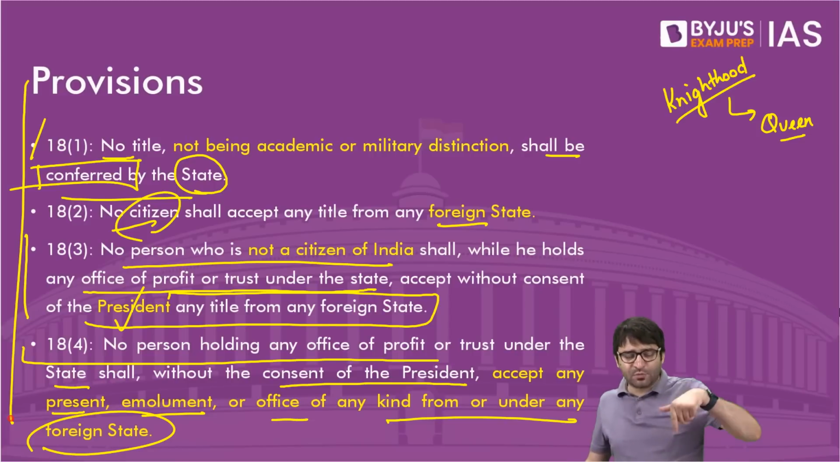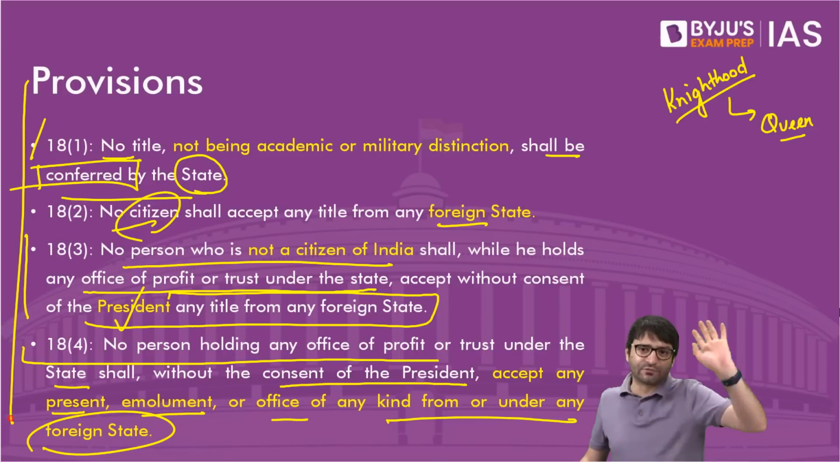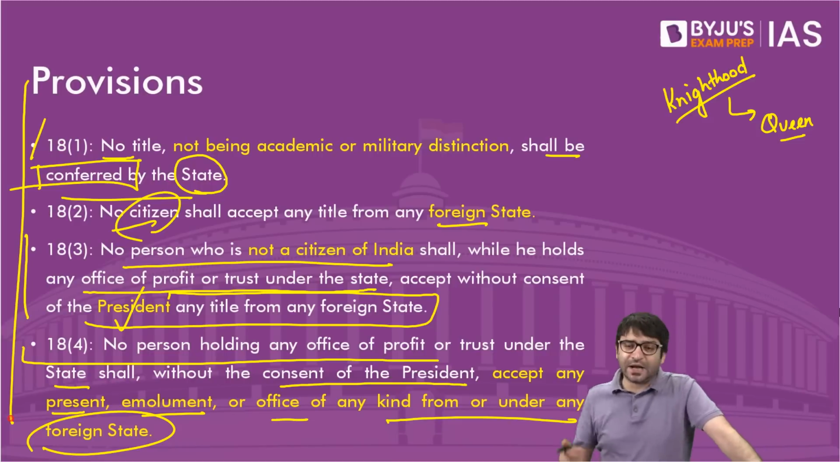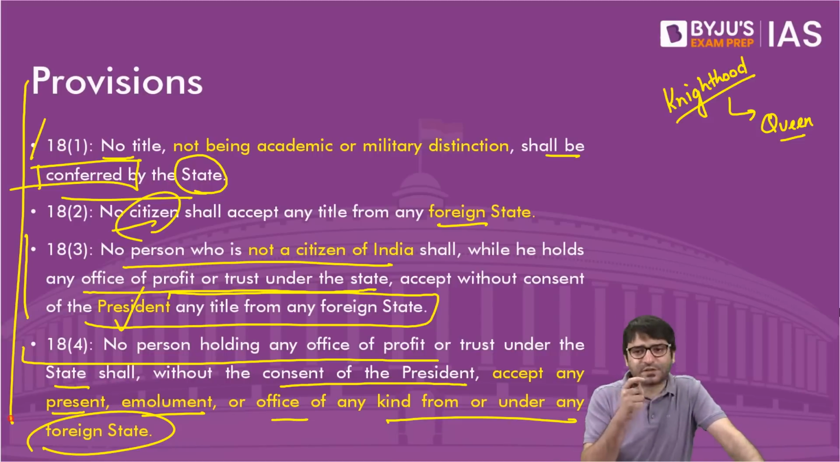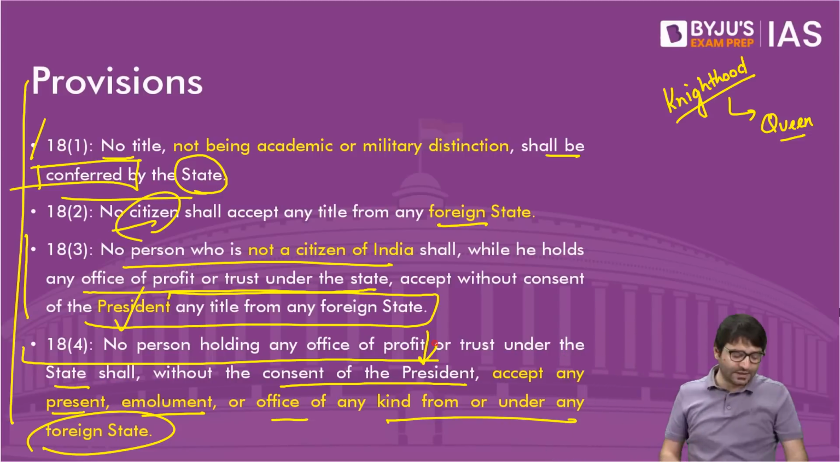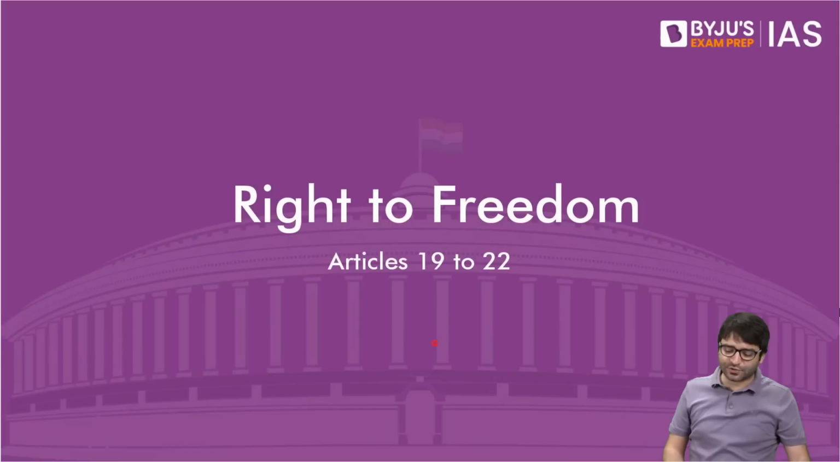But if there is a foreigner working in India under the government, advising the government, then such an individual has to seek the permission of the President of India before accepting title from a foreign country. And if you're a government employee, you cannot accept even a gift, even a present, anything from the foreign country without the consent of the President of India. That is Article 18 of the Constitution.